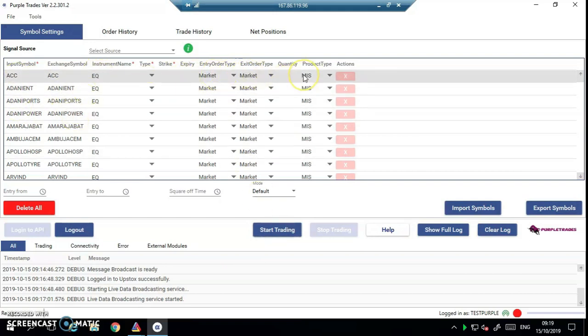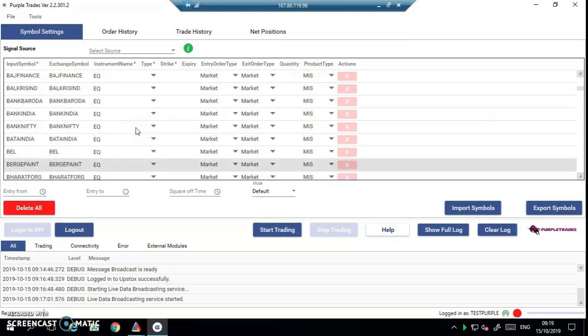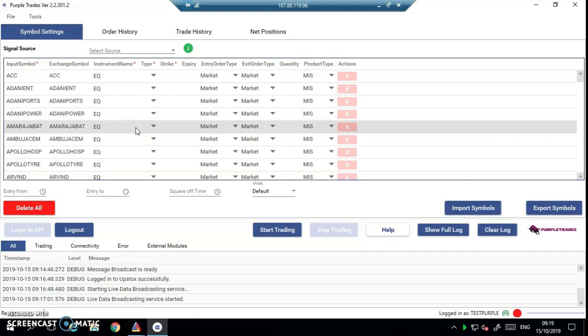Now here on the first day I am applying market orders because I do not want to miss any trade. I want to instantly buy and sell at whatever price I am getting in the market as soon as the super trend is giving me buy or sell. So I am applying market orders, and my product type is MIS. MIS stands for intraday. So I'm doing intraday trade because I will be using a lot of leverage in Upstocks.